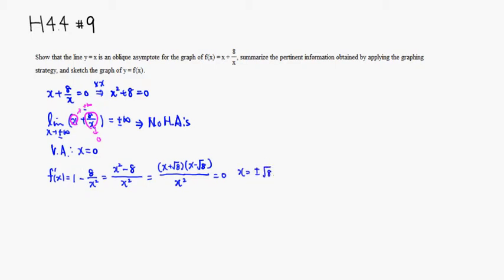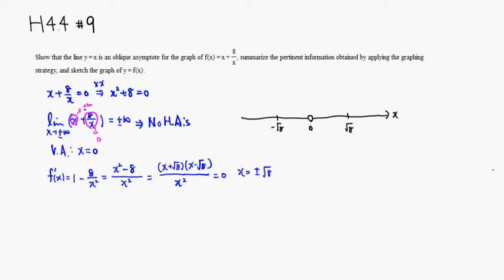So let's draw a number line and put the tick marks. It's not defined at 0. Then you have negative square root of 8 and a positive square root of 8. Maybe I'll put an open circle at 0 so that we know it's not defined there. How about that? So draw that.